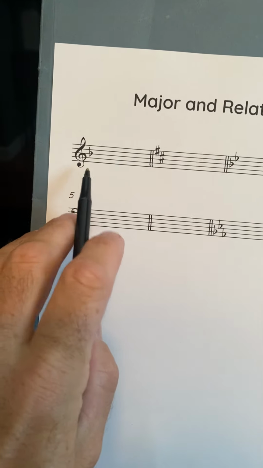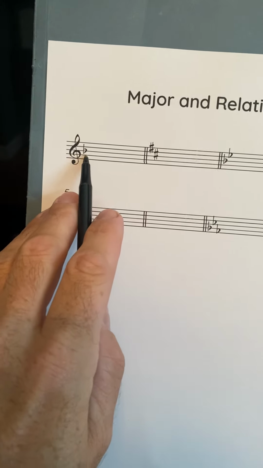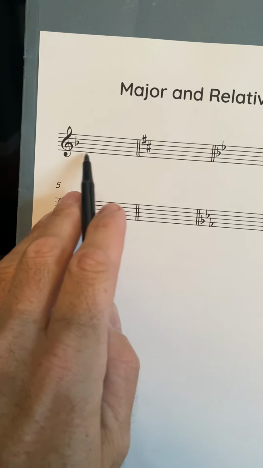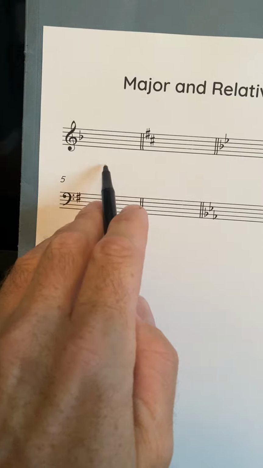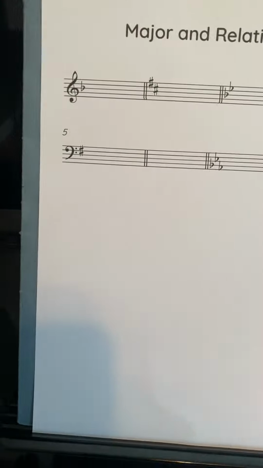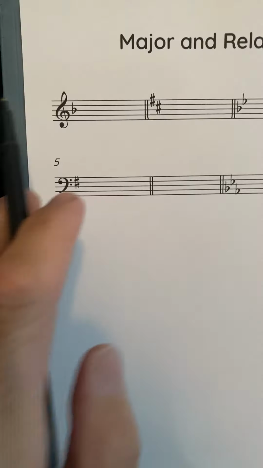The relative keys, major and minor, have the same key signature. That's why one key signature can mean two possibilities, either major or relative minor. Each one of these is in two possible keys. Here we go, let's get started.